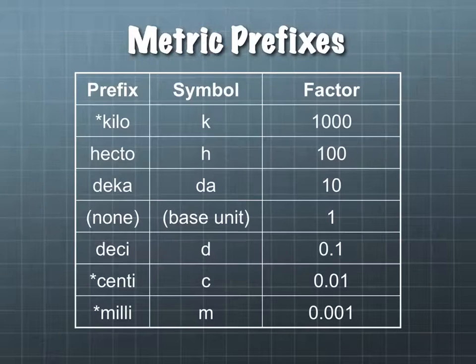All right, so the prefixes look like this. We brought these up last time. Kilo, hecto, deca. And then there's our base unit, which does not have a prefix, deci, centi, and milli. The ones that are starred are the ones that we use. You'll see them consistently across resources. So if you were to see something measured in hectometers, that would be highly unusual, okay? But you will see things measured in kilometers.